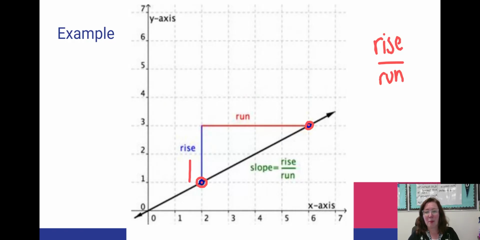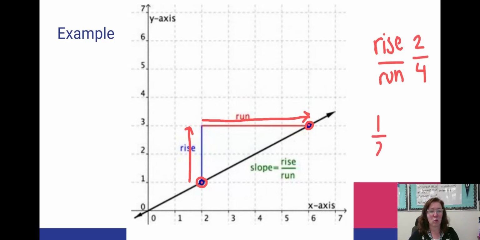Then I'm going to go up 2 spaces, 1, 2. So my rise was 2. And then I'm going to run to the right, 1, 2, 3, 4 spaces, 2 over 4. And then we always simplify as much as we can. So 2 over 4 can simplify to the fraction 1/2. So our slope is 1/2. That means we go up 1 to the right 2. And there was a point there. Up 1 to the right 2. So I know my next point would be right about there.